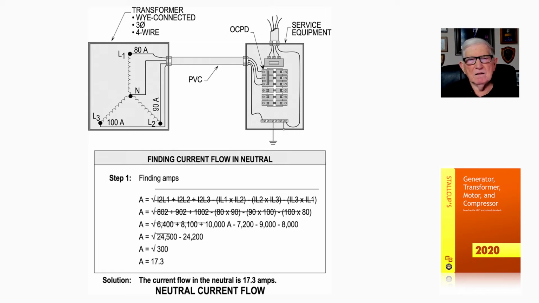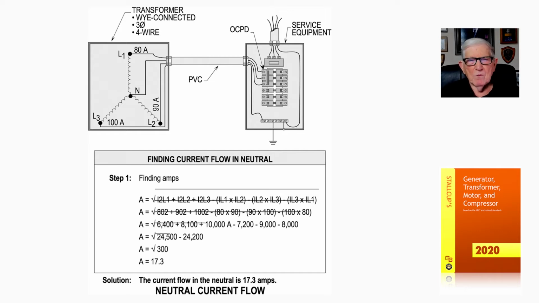Now, L1, we have 80 amps as shown in the illustration of the transformer. L2, we have 90 amps, and L3, we have 100 amps. Now, when we place these values in the formula, then we have a certain procedure to follow to determine what this neutral current flow would be.